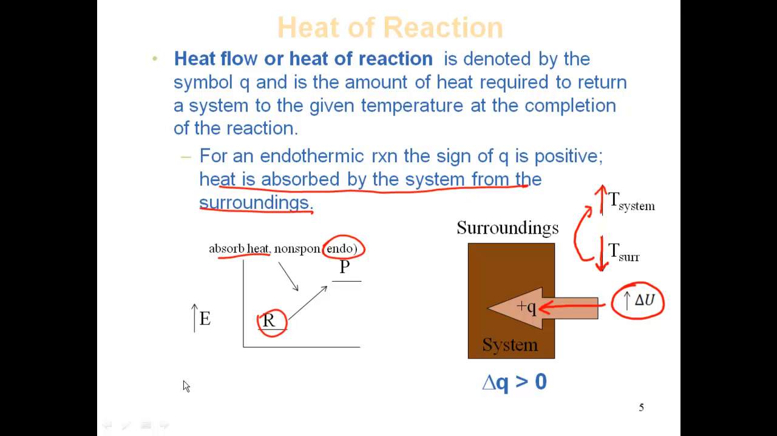Now, if we're only talking about heat, that endothermic reaction tends to be non-spontaneous. There are other factors that can sway whether the whole reaction is going to be non-spontaneous or spontaneous. But if we're just looking at heat, endothermic reactions tend to be non-spontaneous. That doesn't mean that just because it's endothermic, it's a non-spontaneous reaction. As I said, there are other factors involved in deciding whether the whole reaction is spontaneous or non-spontaneous. And we're going to talk about those factors in chapter 35.